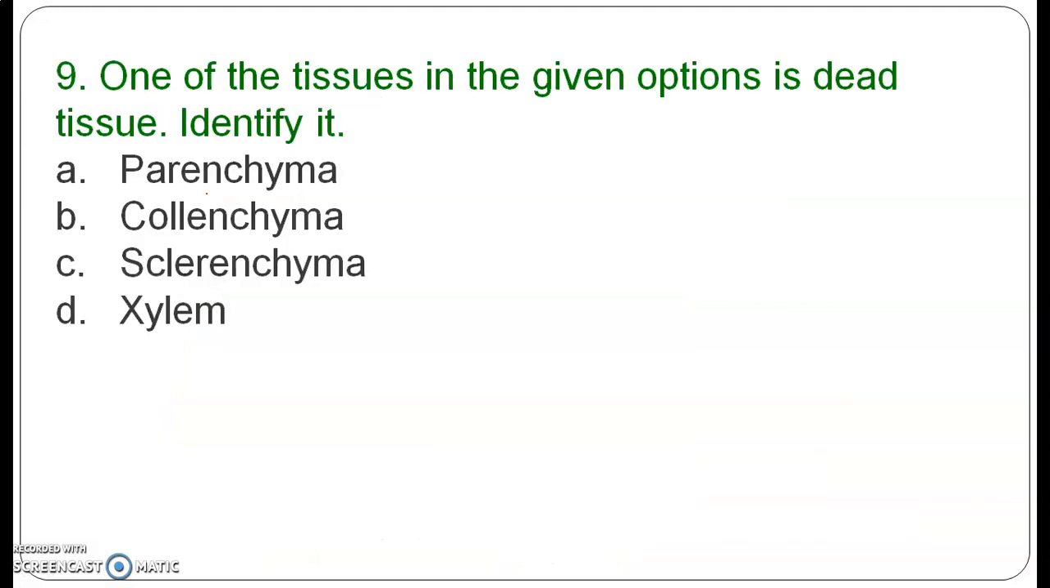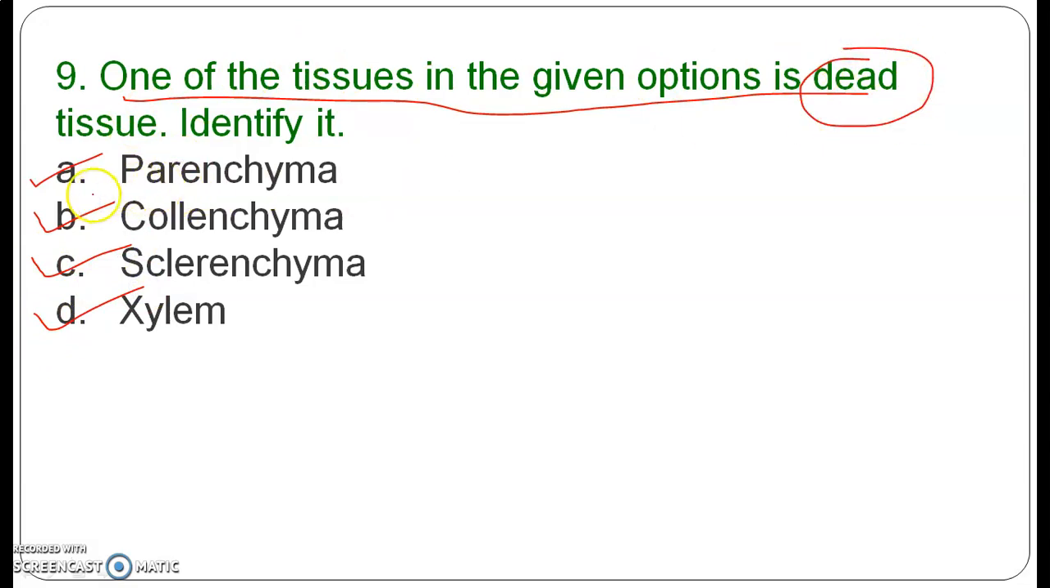Next we have the 9th question. One of the tissues in the given options is dead tissue. Identify. Your options are A. parenchyma, B. collenchyma, C. sclerenchyma, and D. xylem. You need to identify the dead tissue. Take your time and mark the right answer.